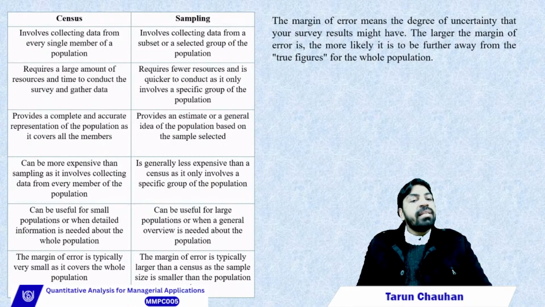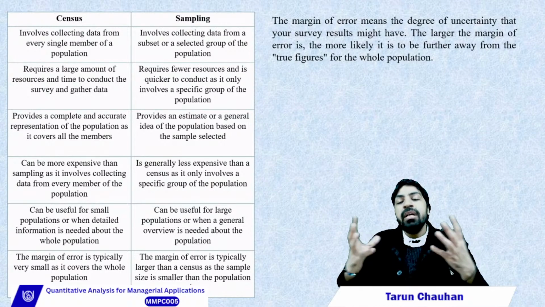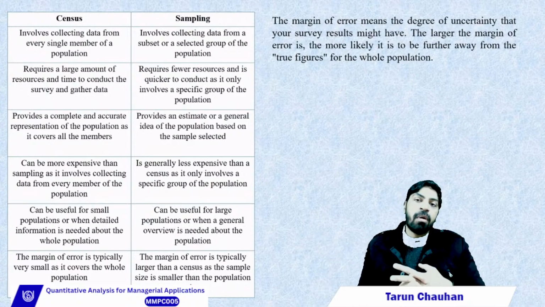Next one is cost. Census is more expensive because it involves heavy expenditure, but sampling is much less expensive than the census because it involves a selected group of individuals. Census can be useful for a small population, and when detailed information is required about the whole population, then census is more useful. Sampling can be useful for a large population, or when a general description is needed about such a population.